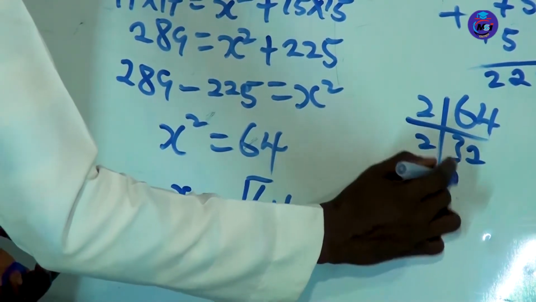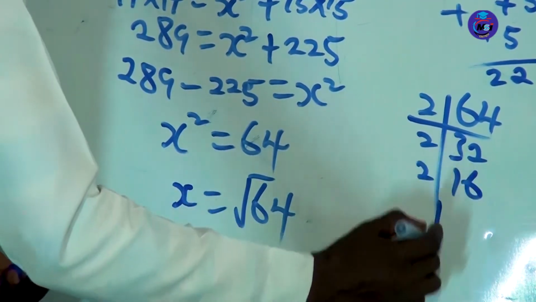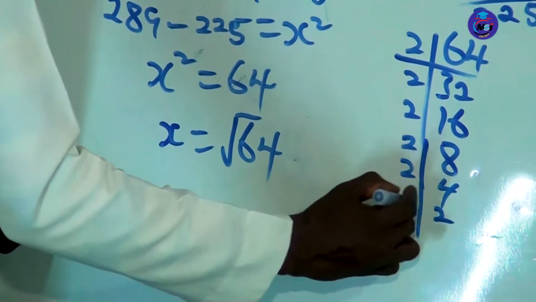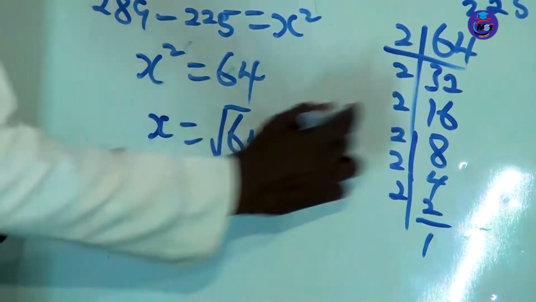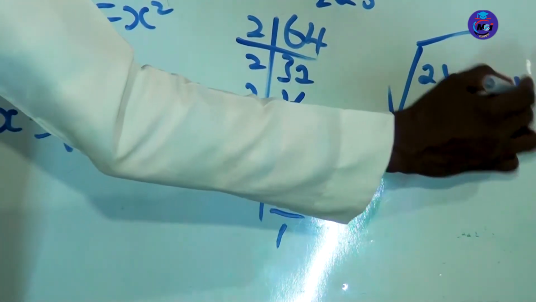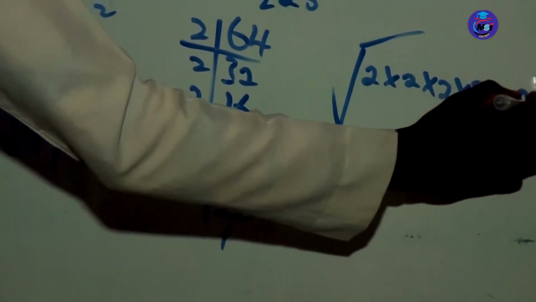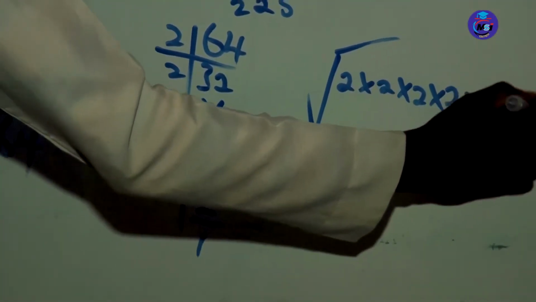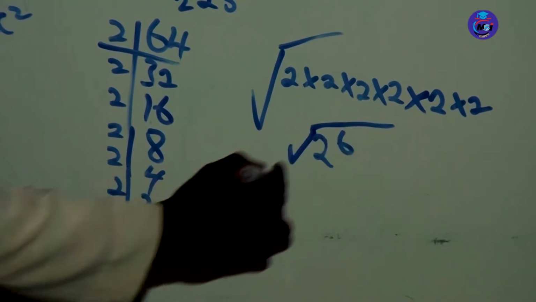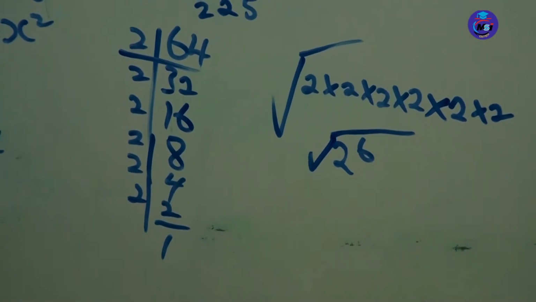2 in 3 will give us 1, remainder 1. 6, 2 in 6 will give 16, will give us 8. 2 in 8 will give us 4. 2 in 4 will give us 2. 2 in 2 will give us 1. So we are going to have square root of 2 times 2 times 2 times 2, right? 1, 2, 3, 4, 5, 6 times 2. Okay. So this will give us 2 raised to power 6, so this will give us 8 centimeter.